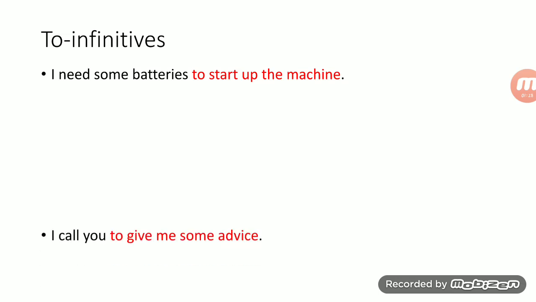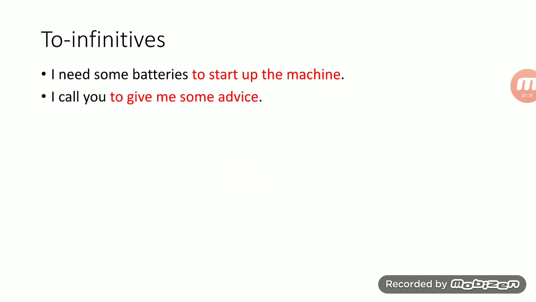So here are some structures in the list of expressing purpose. To-infinitives is one. And here are some example sentences for reference. I need some batteries to start up the machine. I need some batteries is the action, and to start up the machine is the purpose. So you can see that the structure after to is the purpose.